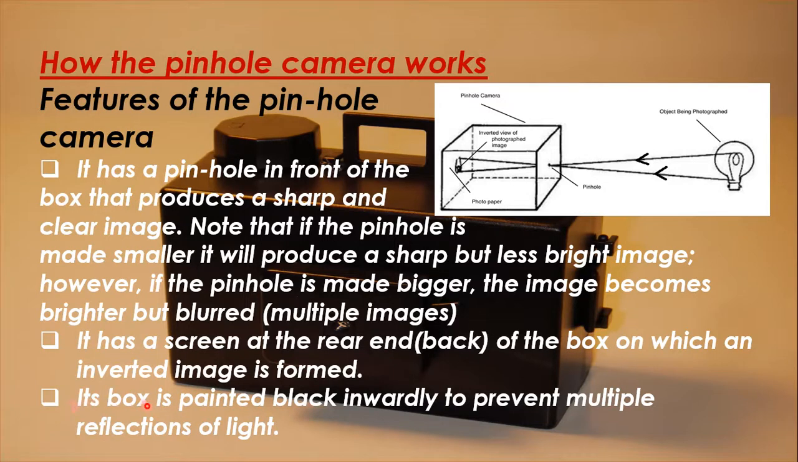Then the third point: the box is painted black inwardly or outwardly to prevent multiple reflections of light. Remember we said the pinhole camera consists of an airtight box. So it's painted black so that light will not reflect so much in it to destroy the image. So these are basically the features explaining how the pinhole camera works.